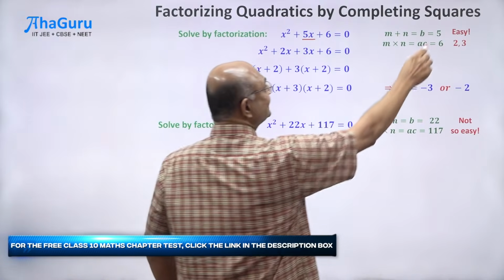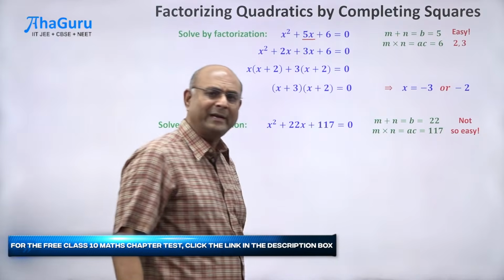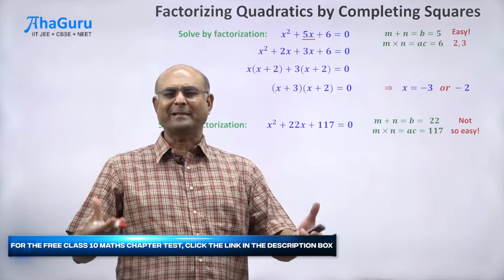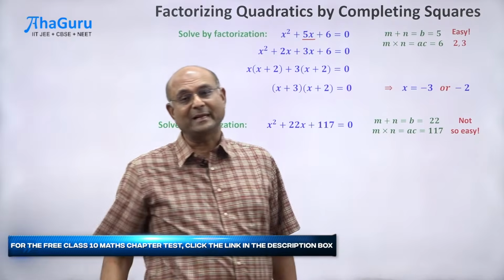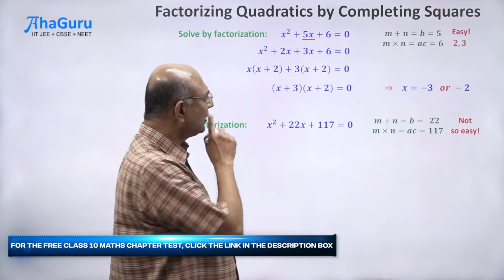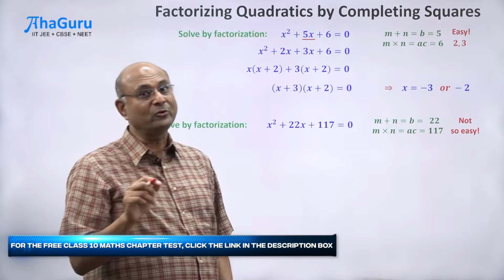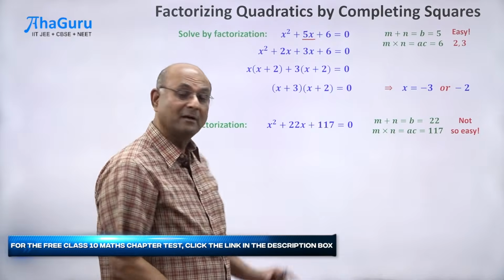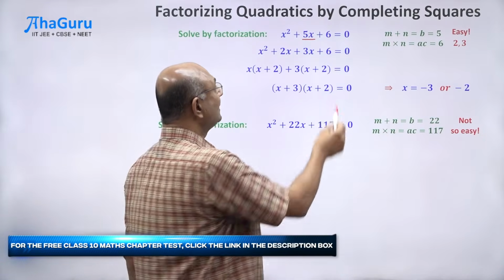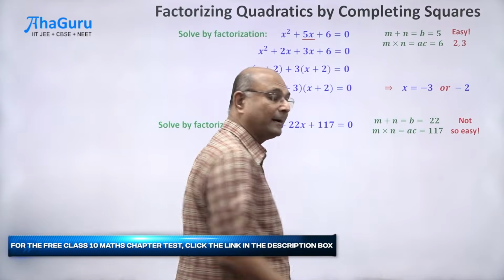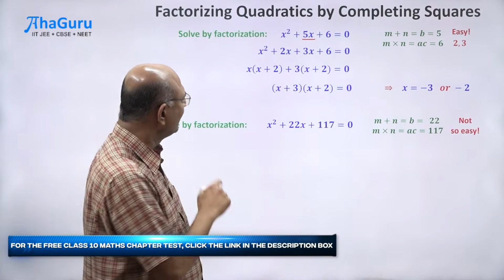So guessing is easy, and so when we usually introduce it with that, it looks like an easy method. But when it actually comes down to numbers like this, it is not so easy. So how do we then solve? I'm now going to show you a different way of doing this, which is also factorizing, but we are going to learn how to do factorization by completing squares. Okay, what does that mean?